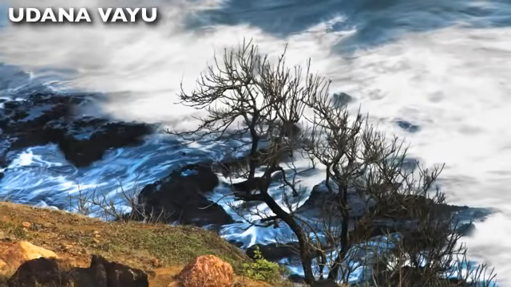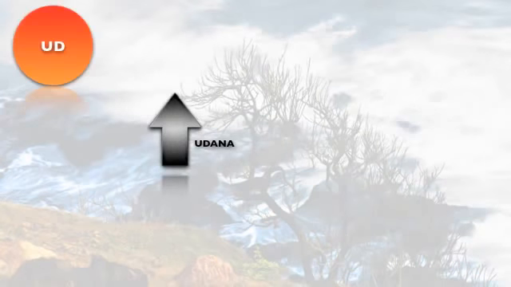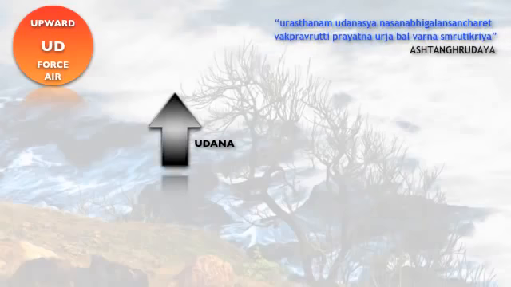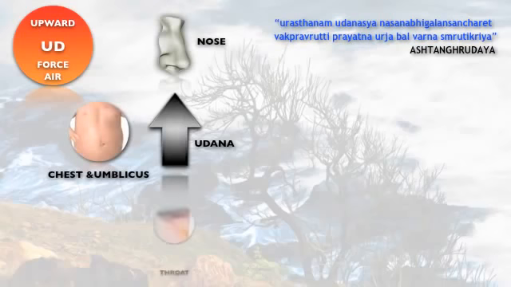Udanavayu. Udana means the upward moving air or nervous force. The prefix ud means upwards. Ashtang Hriday gives description of Udanavayu as Urasthanam Udanasya Nasa Nabi Gala Sancharit Vraka Pravrutti Prayatna Urja Bala Varna Smruti Kriya. Udanavayu is located in the chest and throat, nose, umbilical region, and throat.